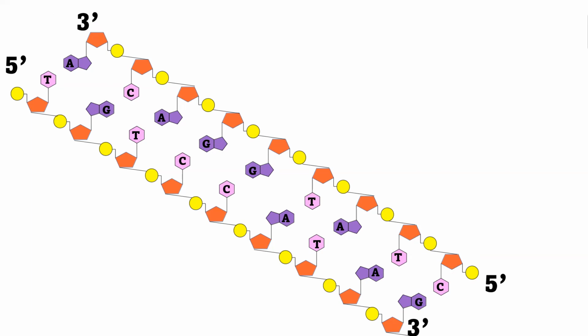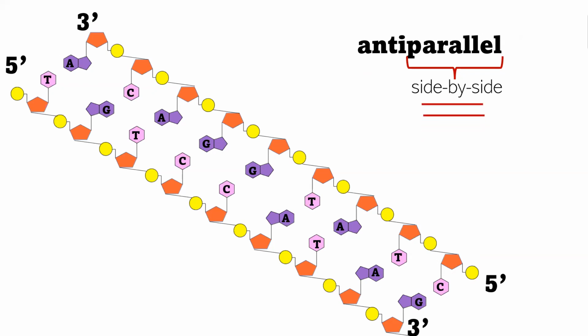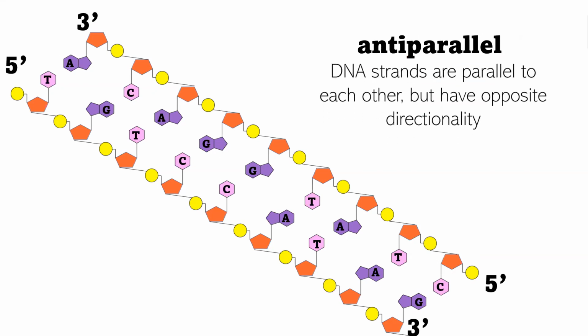We call this directionality and the orientation of DNA anti-parallel. Anti means opposites, because one strand goes 3 prime to 5 prime, the other one goes 5 prime to 3 prime. Parallel, because the two strands are side by side with each other and they do not cross each other, like railroad tracks. Anti-parallel just describes the feature of DNA molecules that the DNA strands are parallel, but they have opposite directionality.